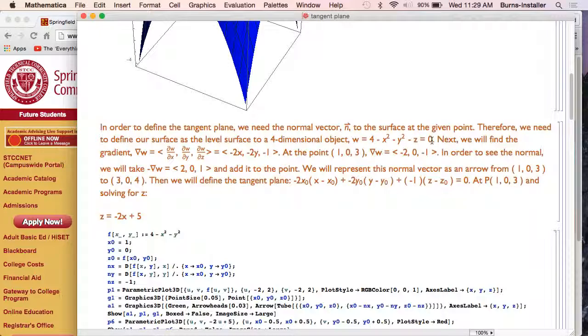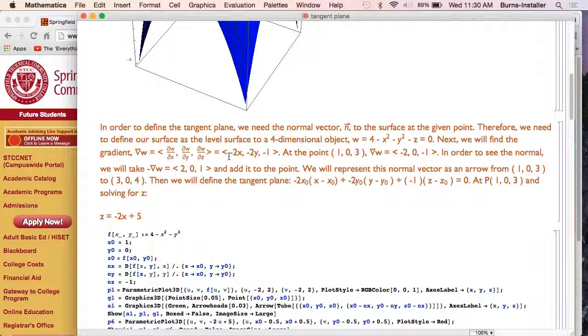If we were to set this equal to 1, we would get another level surface to that fourth dimensional object. Next we're going to find the gradient of w, which is the partial of w with respect to x, with respect to y, and with respect to z. It's the natural extension of our definition of a gradient to a function of three variables. A gradient for a function of two variables is the partial of z with respect to x and the partial of z with respect to y. We extend it out another dimension and add another component to that gradient. So it's the partial of w with respect to x, y, and z. That's negative 2x, taking the partial with respect to x, negative 2y, taking the partial with respect to y, and negative 1, taking the partial with respect to z.